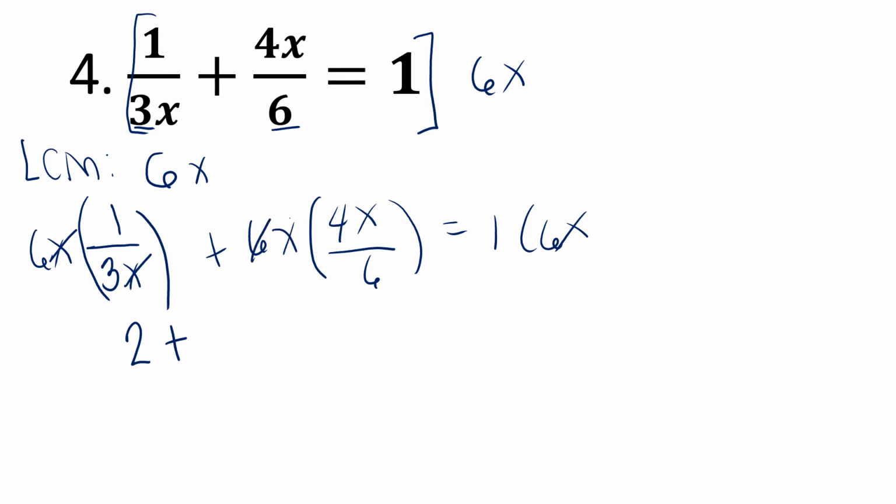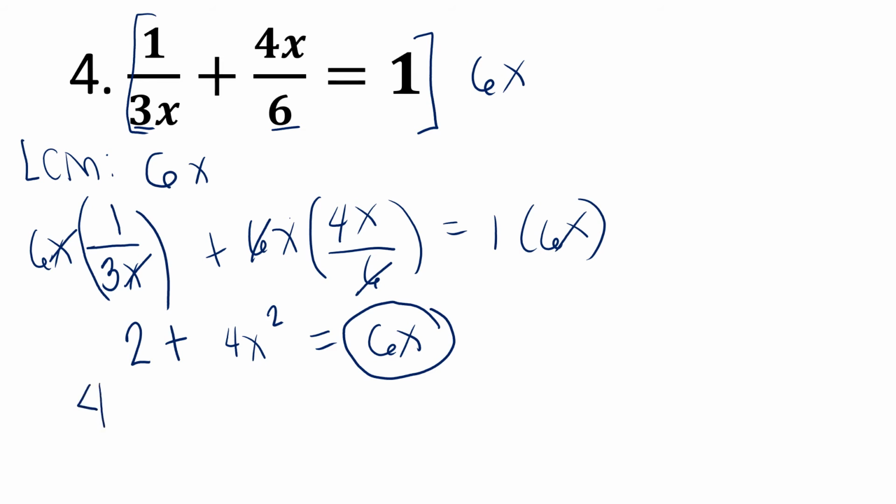We cancel the 6, then x times 4x is 4x squared, equals 6x times 1, that is 6x. We're just going to simply transpose that to the other side. So 4x squared minus 6x minus 2 equals 0. So if you're going to notice, this is already our standard form.